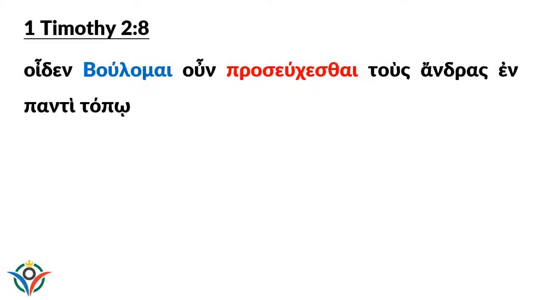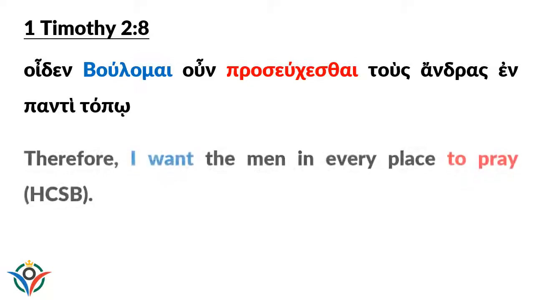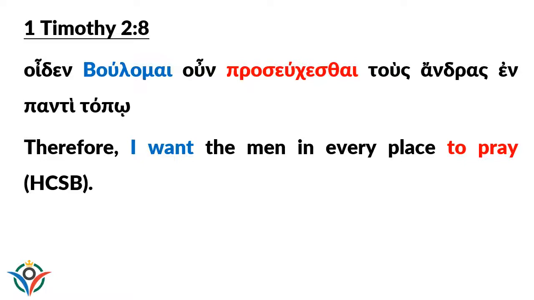The next example comes from 1 Timothy 2 verse 8. The Greek reads, Boulomai oun proseuchesthai tous andras en panti topō. So the Holman Christian Standard Bible has translated this as, therefore, I want the men in every place to pray. So the infinitive in this verse is proseuchesthai. So how is that being used? So I've also highlighted the verb there, boulomai.